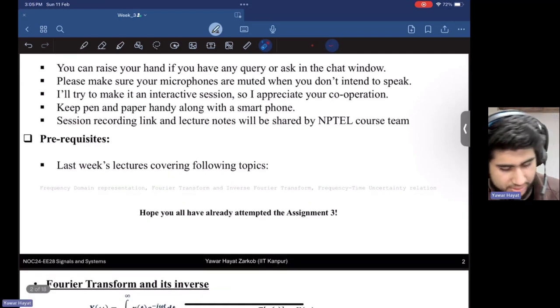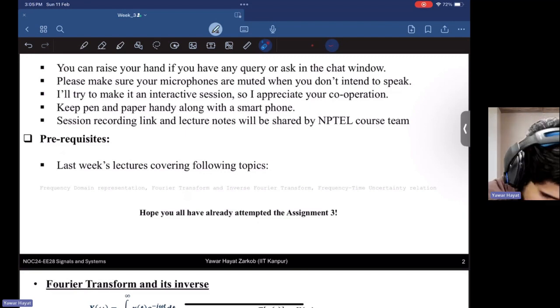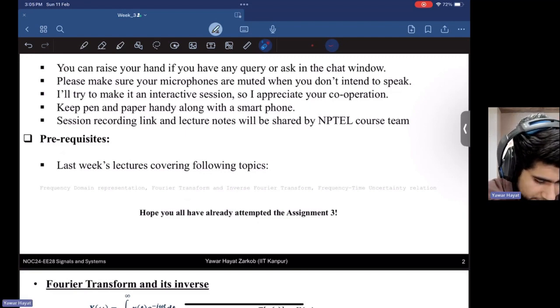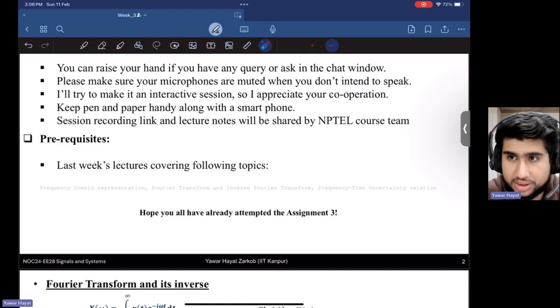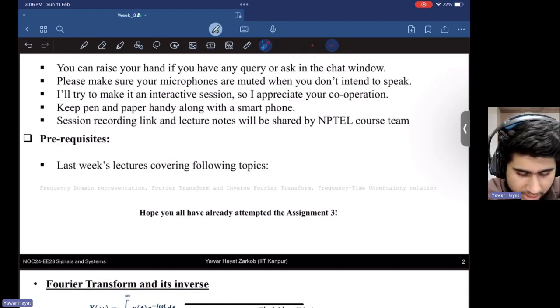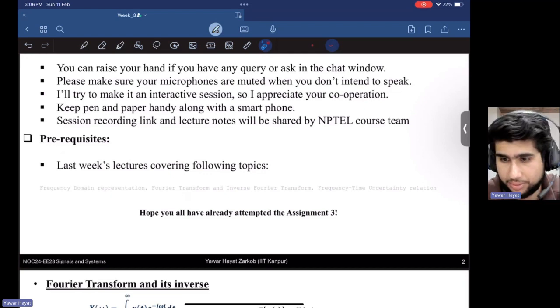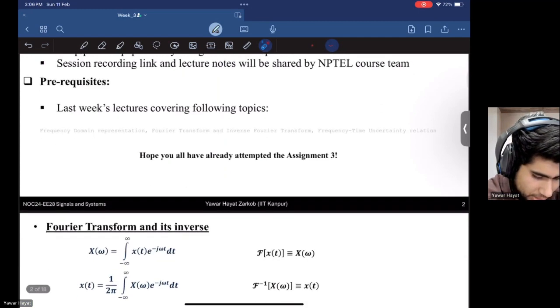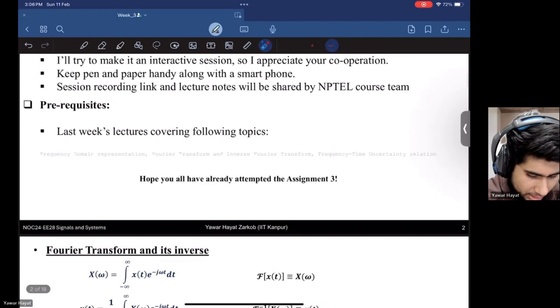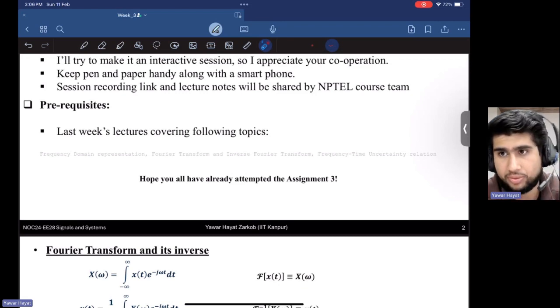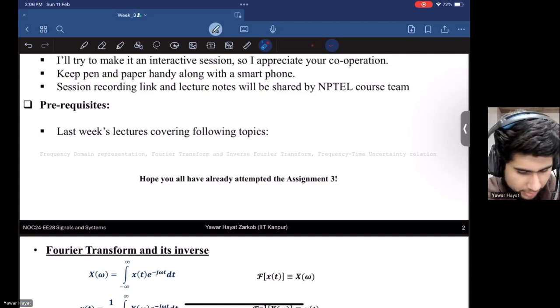The prerequisites include the last week's lectures that covered the following topics: the frequency domain representation, the Fourier transform and the inverse Fourier transform, and the frequency time uncertainty relation. Okay, so I hope that you have already attempted the assignment 3 before watching this session in the recorded form.